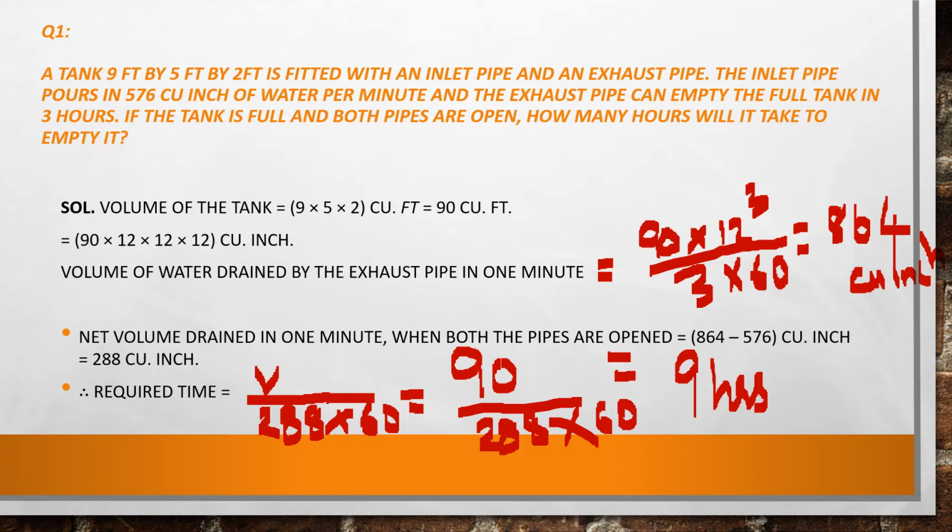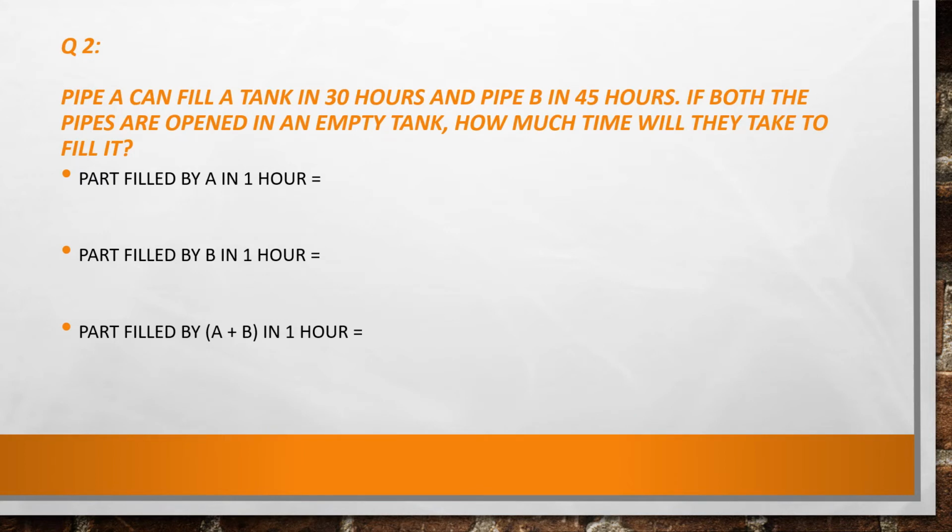Now coming to the next question. Pipe A can fill a tank in 30 hours and pipe B can fill it in 45 hours. If both the pipes are opened in an empty tank, രണ്ടും കൂടി ഓപ്പൺ ചെയ്തു ഒരു empty ടാങ്കിലേക്ക്. പൈപ്പ് എ മാത്രമാണെങ്കിൽ 30 മണിക്കൂർ ആൻഡ് പൈപ്പ് ബി മാത്രമാണെങ്കിൽ 45 hours. And if they both are open together to an empty tank, how much time will they take to fill it up?